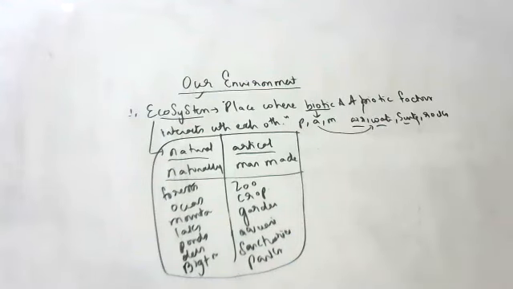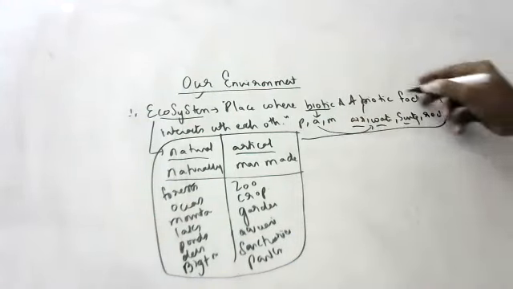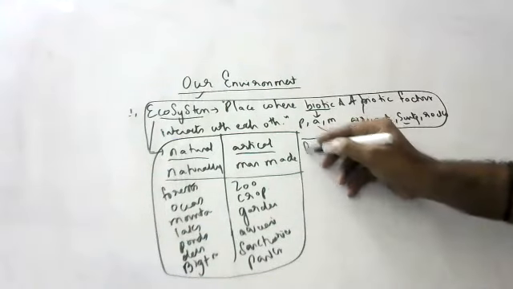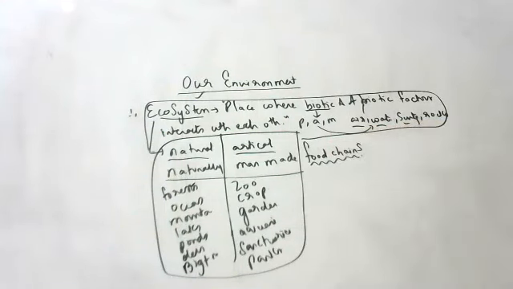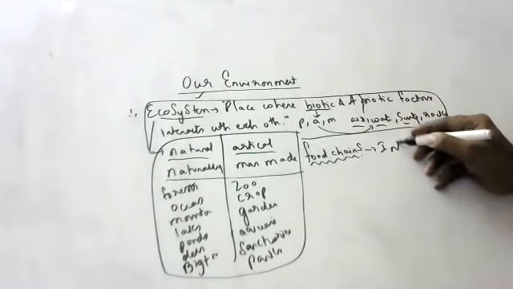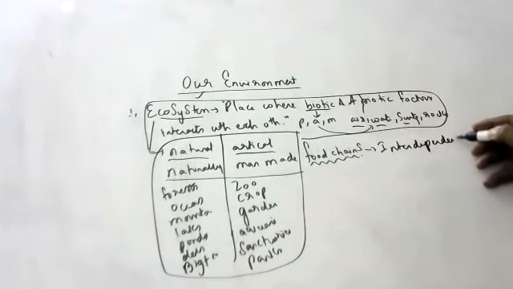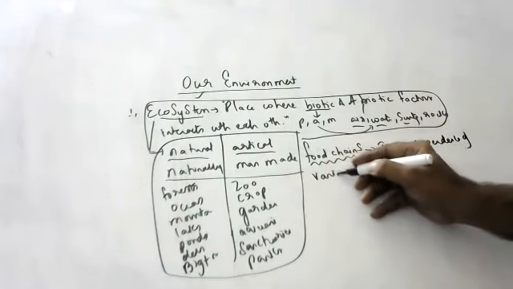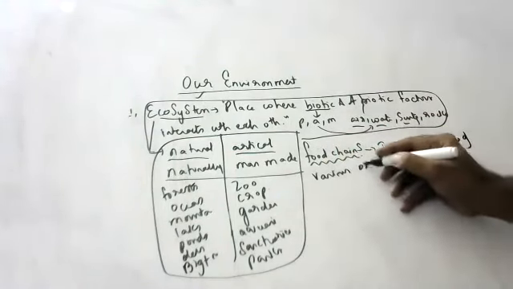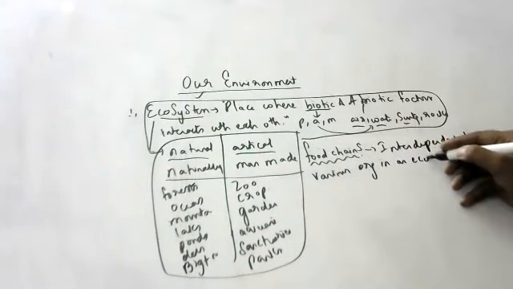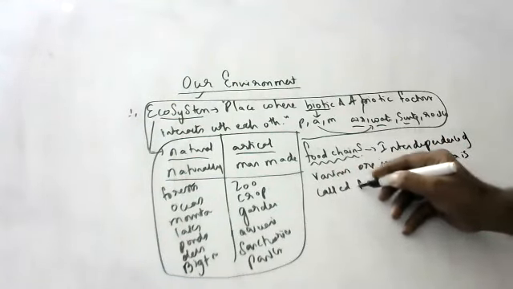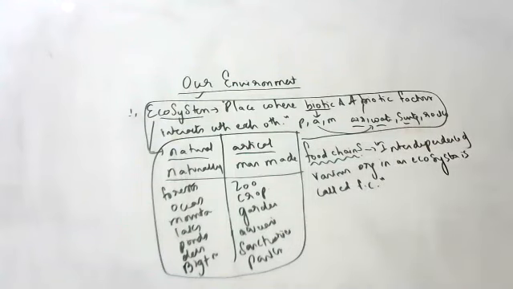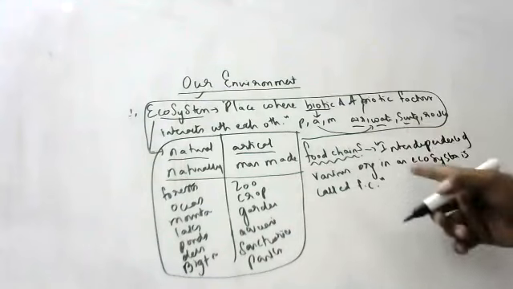In all ecosystems, children, all the organisms will depend upon each other. That interdependence of various organisms on each other in an ecosystem is called food chain. What is food chain, children? Definitions are very, very important. Interdependence of various organisms in an ecosystem is called food chain. Interdependence means one will depend upon the other.